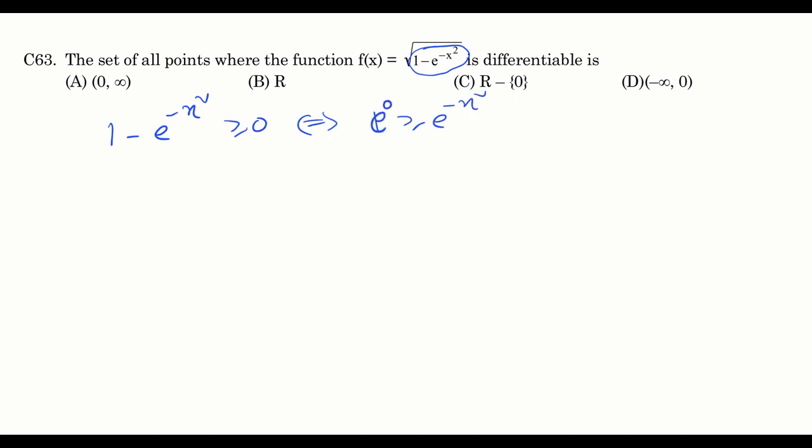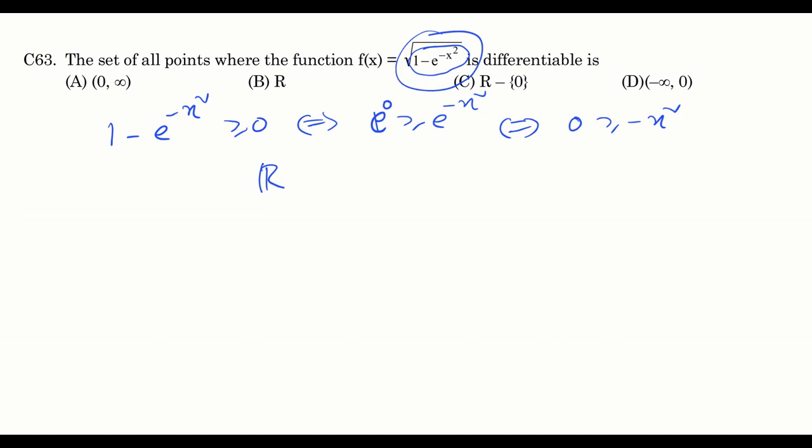Now this one I can write as e power 0. We know that it is an increasing function, so I need 0 greater than or equal to minus x square, which is always true. Therefore, the domain is nothing but R. That is the domain of f of x. Now we want the points where the function is differentiable.